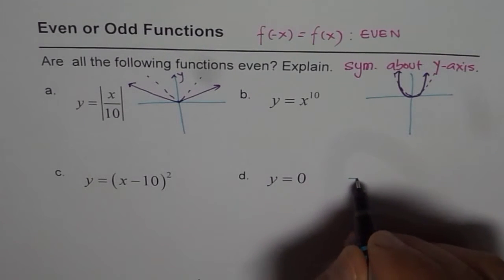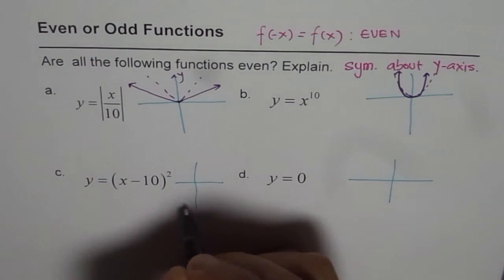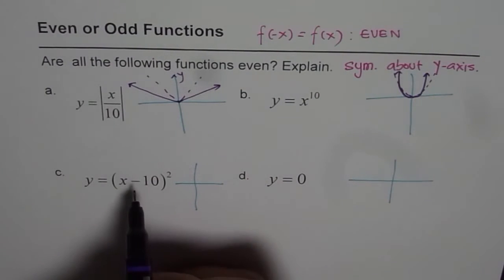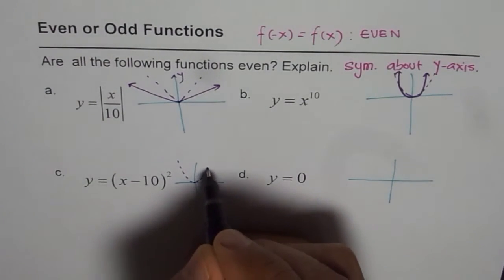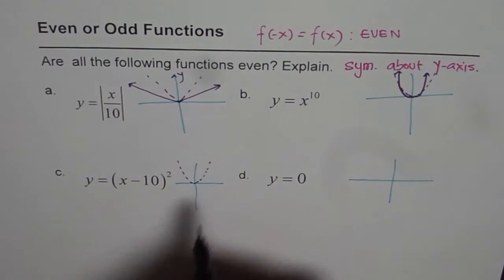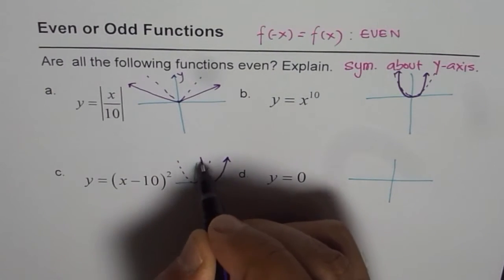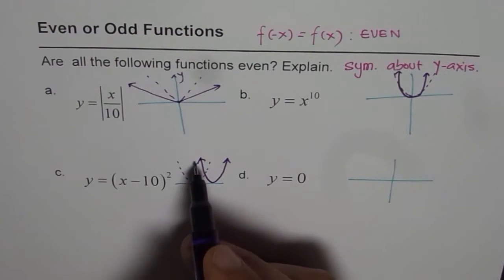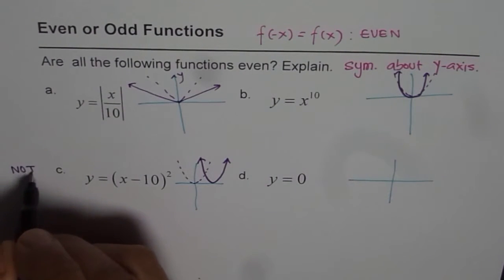Now can you sketch y equals 0 and y equals (x minus 10) whole square? Let's do this one. (x minus 10) whole square means the x square graph, which is kind of like this, has been moved 10 units to the right. So it will be kind of like this. Let us say this is your graph. Well, this graph is not symmetric about the y-axis, so this one is not even.